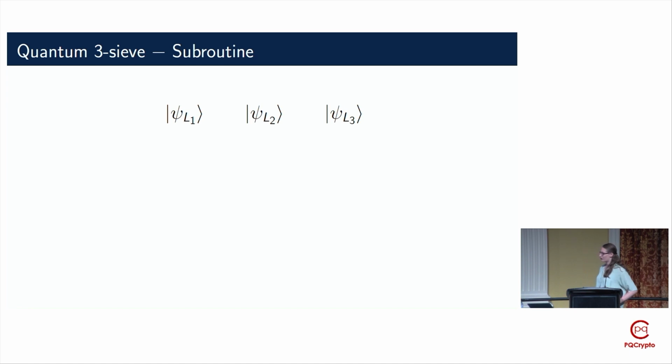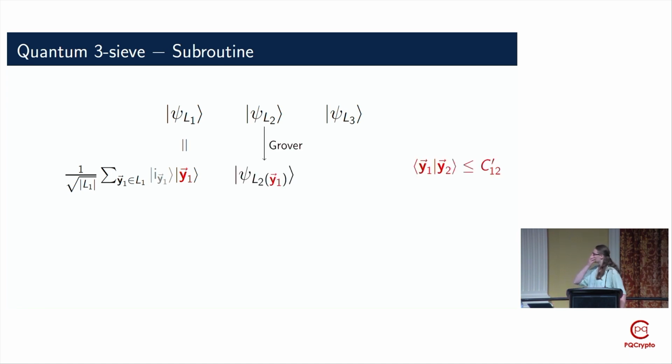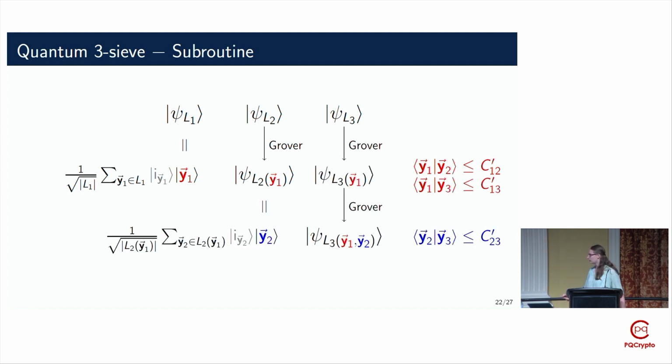So now let's go quantum. Here we start with lists in quantum superposition. So just here, psi L1 is the quantum superposition of all the Y1 in the list L1. What we do here is that we start with all the Y2 in list L2, and we apply Grover's algorithm in order to construct the quantum state with all the Y2 in L2 satisfying this configuration. We do the same here, and then here, to have all these three constraints.